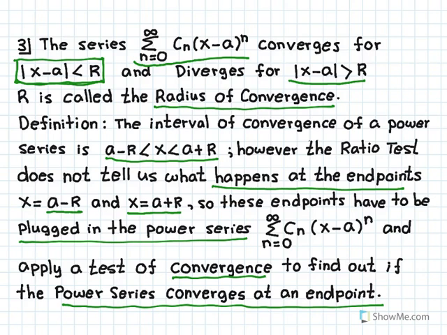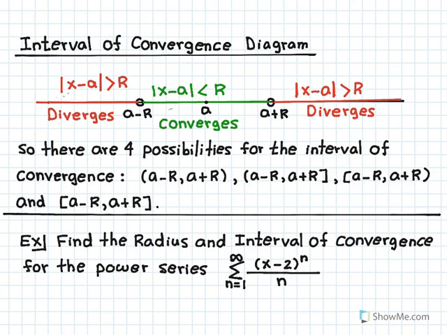The endpoints have to be manually plugged into the power series, and then we have to apply a test of convergence that we have learned before, like the basic comparison test, limit comparison test, or the alternating series test, to determine what happens at an endpoint. All right, let's now look at the interval of convergence diagram.